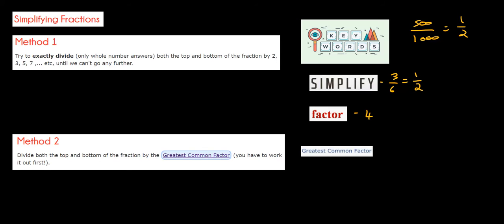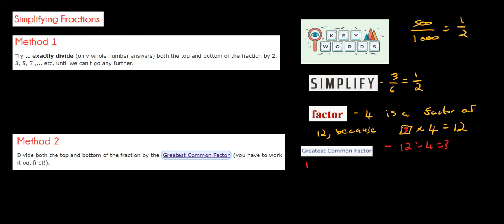A factor. Let's give an example. 4 is a factor of 12 because there is an integer which multiplies 4 to get to 12. An integer is a whole number, and that integer is 3. We can also think of a factor as 12 divided by 4 is equal to 3, and factors divide numbers leaving no remainder.